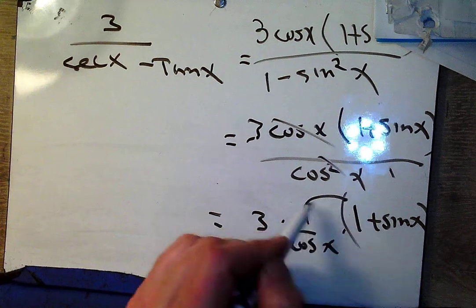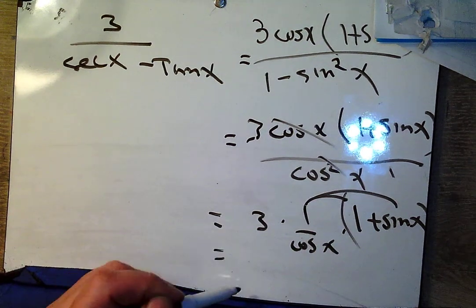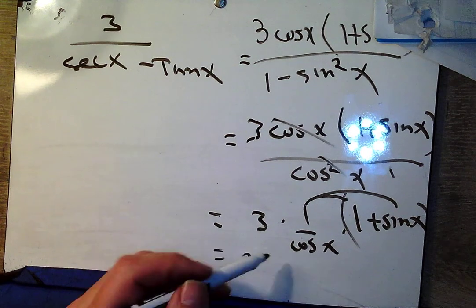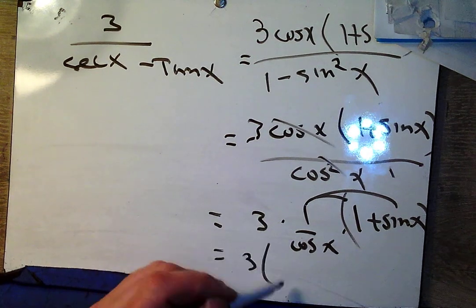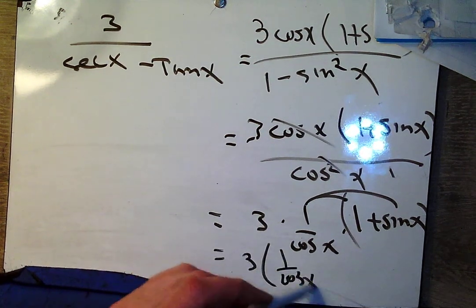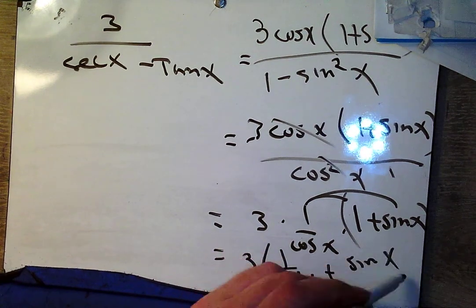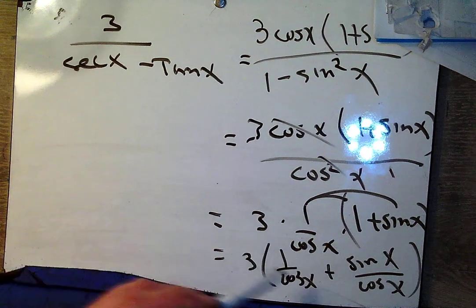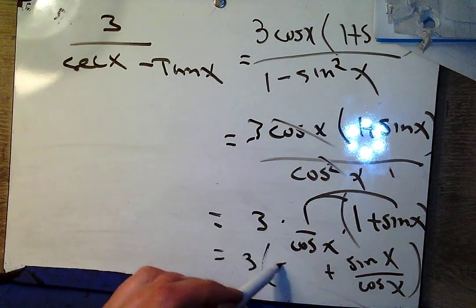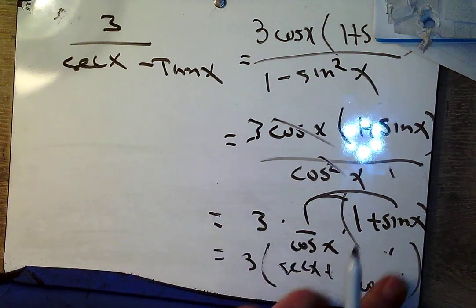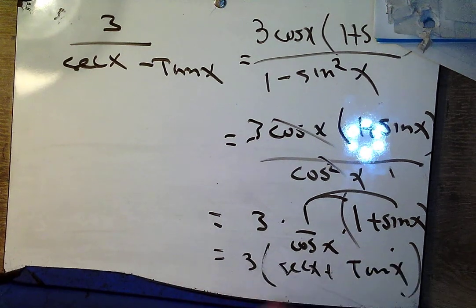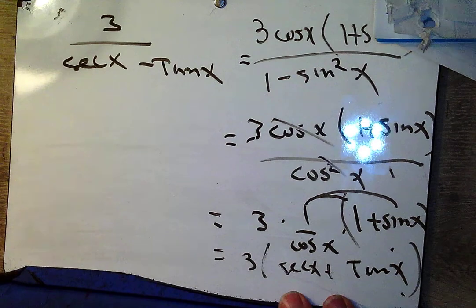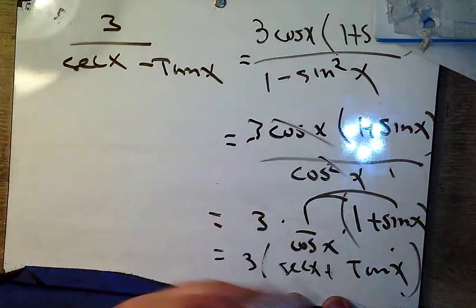What if I distribute this? I'm going to have 3 times 1 over cosine plus sine over cosine. I guess that's secant, and that's tangent. And so I get to here. Well, that was a bunch of steps.